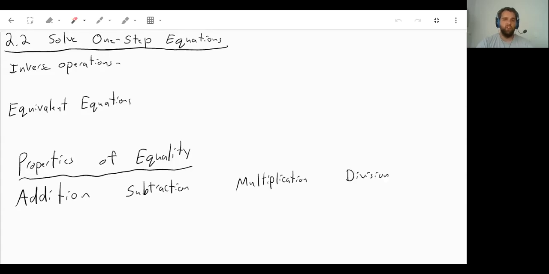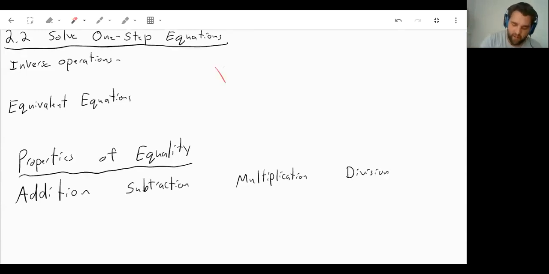Welcome to section 2.2, solve one-step equations. Now, when you learned about this in the past, you probably talked about whatever you do to one side of the equal sign, you have to do to the other. What you're actually doing is using inverse operations.